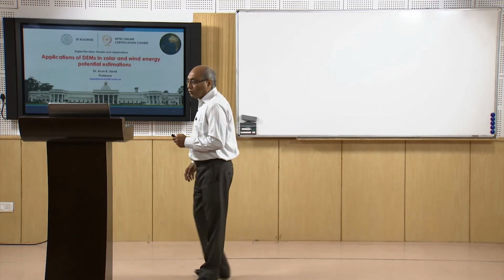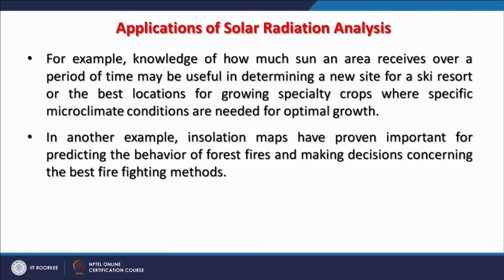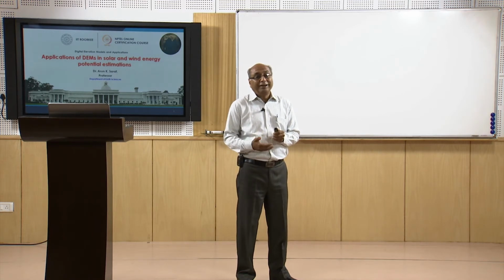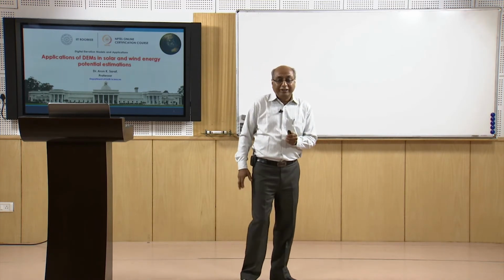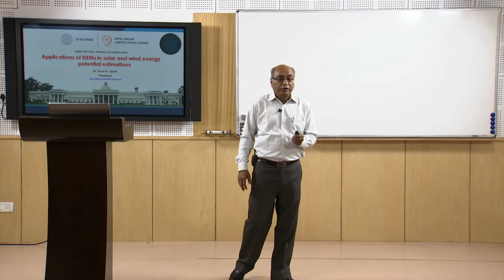Also, under the applications of solar radiation analysis, knowledge of how much sun an area receives over a period of time may be useful in determining a new site for a ski resort, or the best location for growing crops where specific microclimatic conditions are needed for optimal growth. This solar radiation information can also be used, directly or indirectly, in weathering studies or weathering processes, which are related to erosion as well.